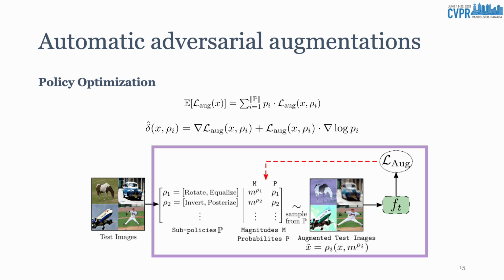Finally, we minimize the expected policy loss with respect to the probability of selecting a sub-policy and its magnitude using an unbiased gradient estimator. The first term of the gradient estimator optimizes the magnitude of the sampled sub-policy ρi, while the second term optimizes the probability of selecting the same sub-policy in the future.